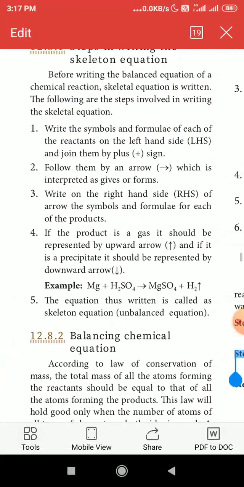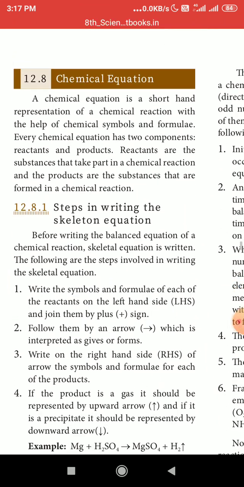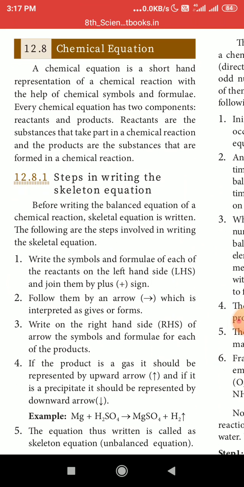Today let us learn about chemical equations. So the topic is chemical equations. A chemical equation is a shorthand representation of a chemical reaction with the help of chemical symbols and formulae. In the previous classes we learned how to write the compound names, how to mark the anions and the cations, and how ions are formed, and how to find out monovalent, divalent and trivalent. So in this class we are going to learn about the chemical equation.